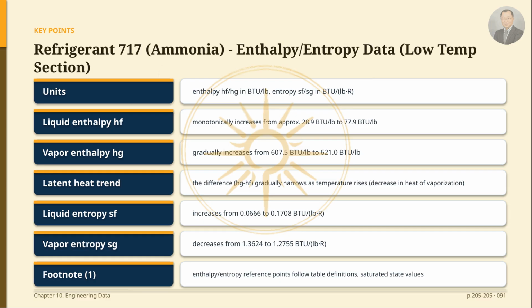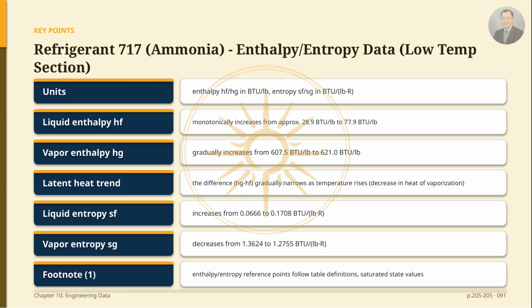Following the previous pressure and temperature range, I would like to introduce the enthalpy and entropy data for the same temperature range. Liquid enthalpy HF and vapor enthalpy HG are in BTU per pound, and entropy SF and SG are in BTU per pound R. Liquid enthalpy increases monotonically from about 28.9 BTU to 77.9 BTU. On the other hand, vapor enthalpy increases relatively gradually from 607.5 BTU to 621.0 BTU.